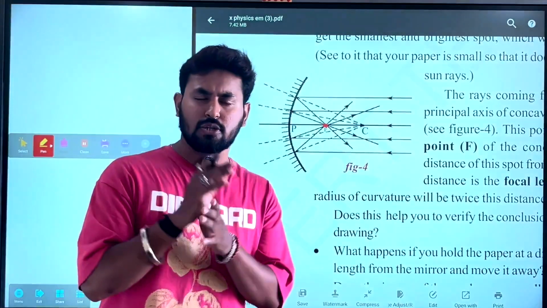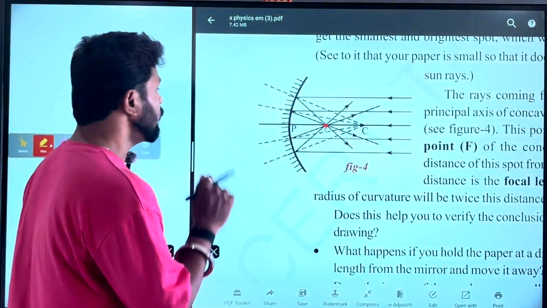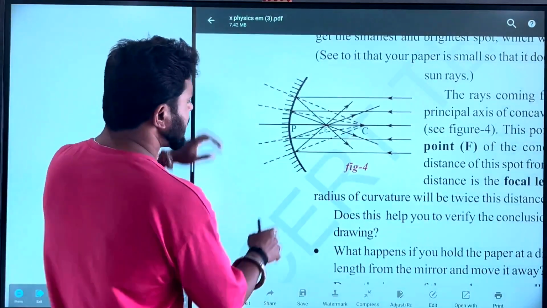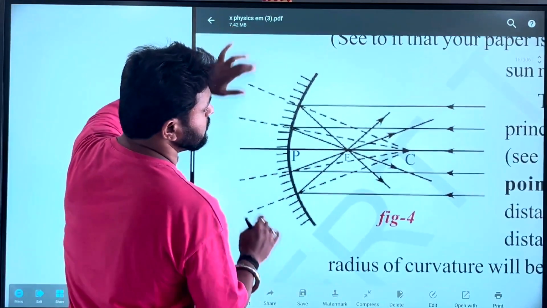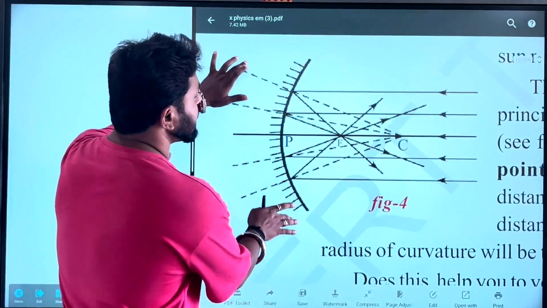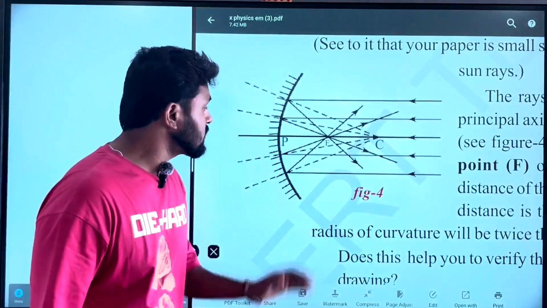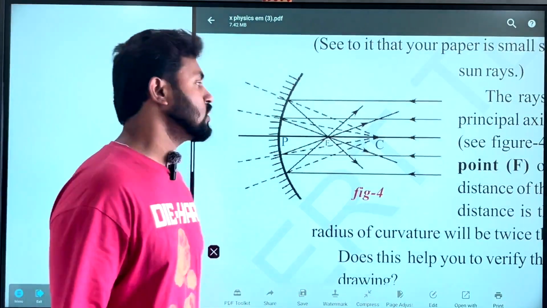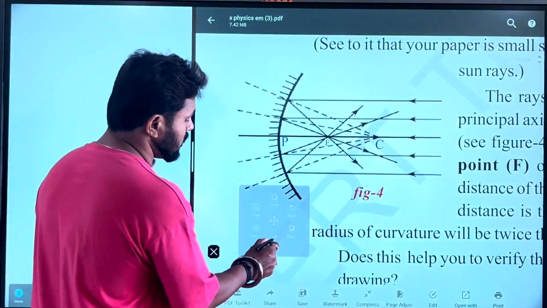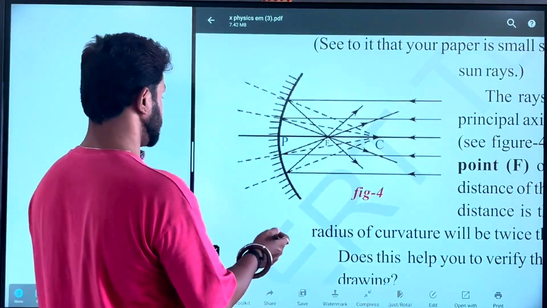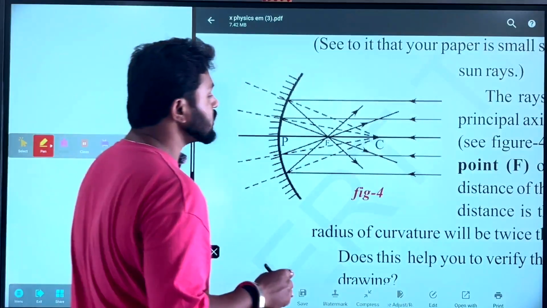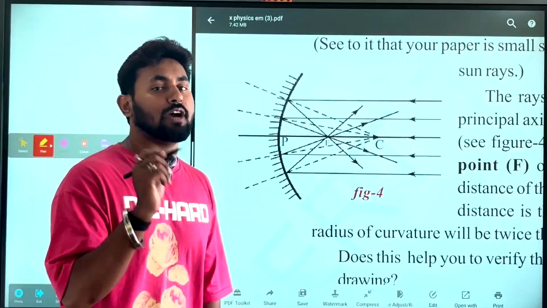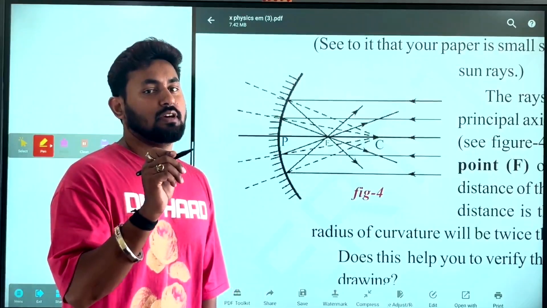Now what is focus according to you guys? If you see the diagram clearly, let me zoom it for you. This diagram explains that we have center of curvature, we have focus, we have pole. Now focus, what is focus? Focus is that point from where the reflected ray passes.